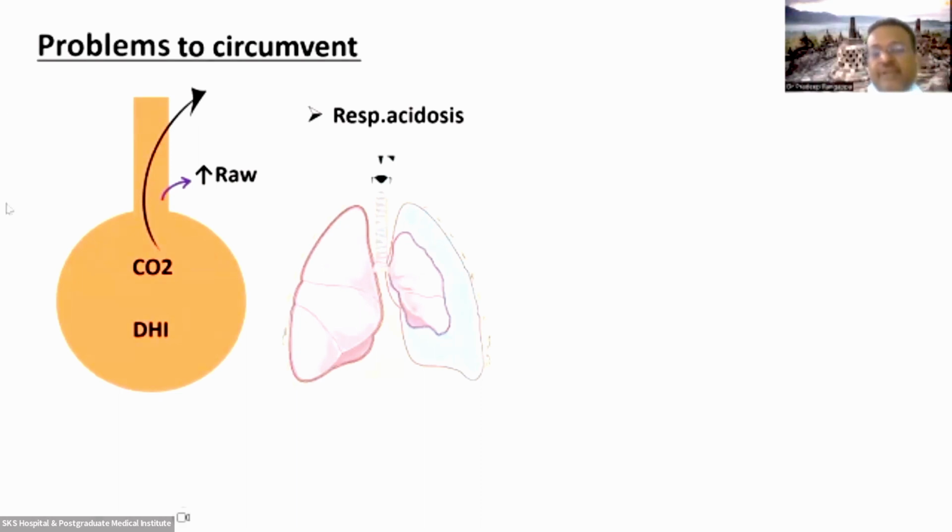And then the other problem we need to circumvent is to alleviate or minimize the risk of them developing pneumothorax because of the increase in the pressures. So what are the reasonable initial settings that we should think of in COPD?